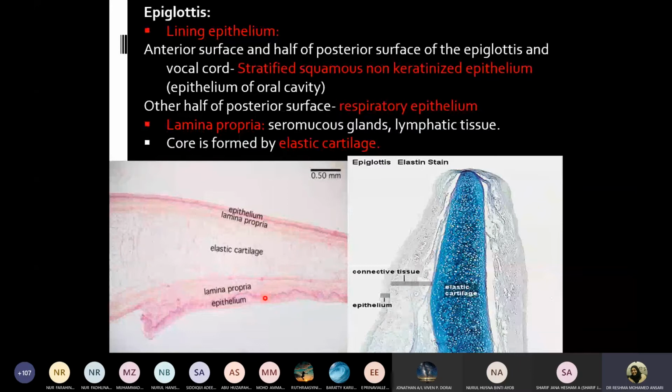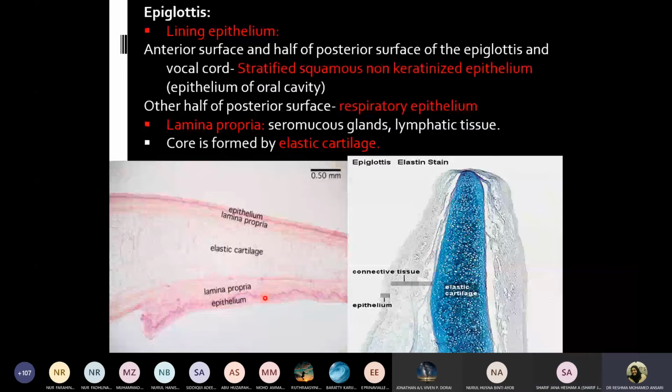How do you identify the difference? Actually in the lab, I would explain to you. Usually we see the oral epithelium first. We run through the oral epithelium. The moment we start seeing goblet cells, that's where the transition to the respiratory epithelium happens. So here you will have oral epithelium on one side, respiratory epithelium on the other side, and in the center you will have elastic cartilage. Is it okay? I will show you more during the practical session.